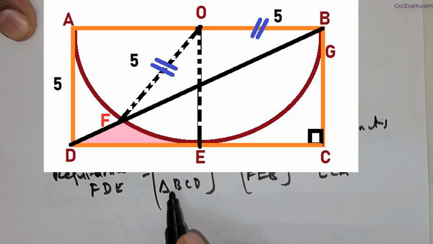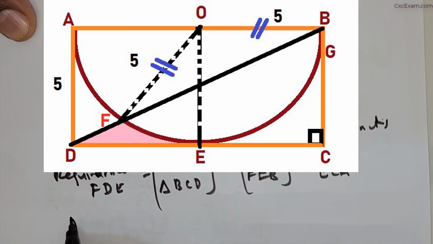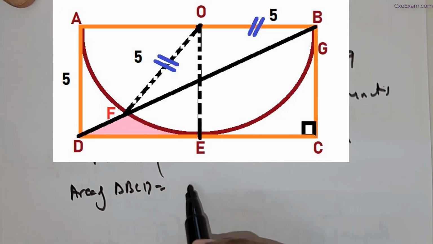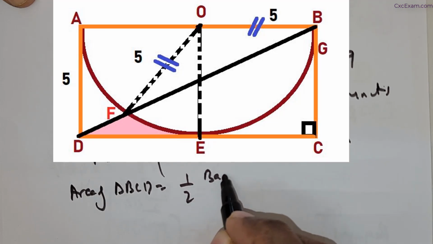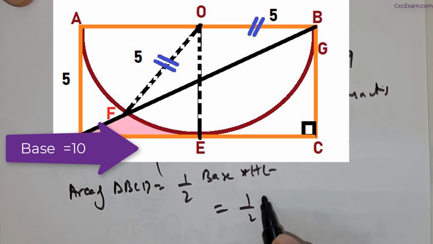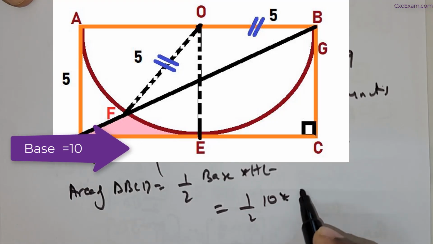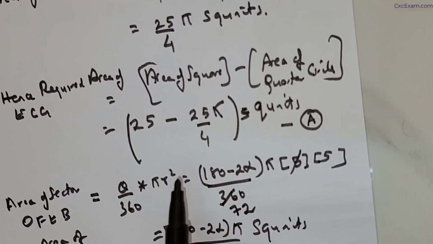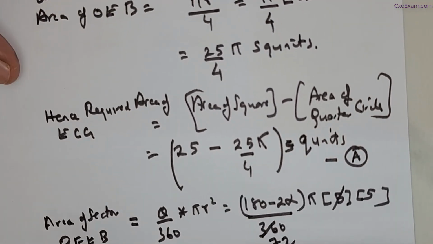First comes the area of the triangle BCD. What is the area of the triangle BCD? Half times base into height. What is the base? The base is 10 units and the height is 5 units. So 2 divides 10, you have 25. This is the area of BCD. Now the ECG area.